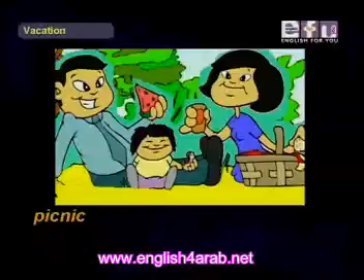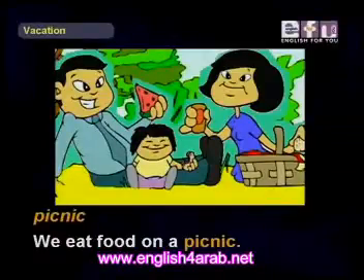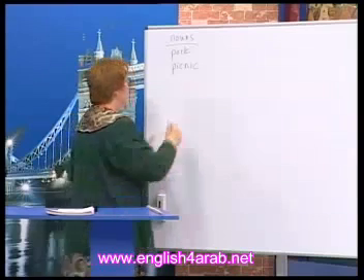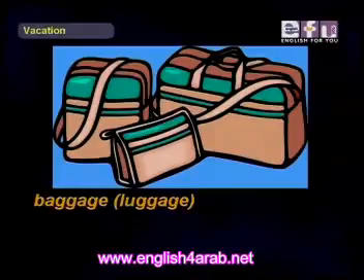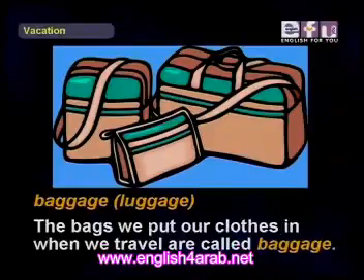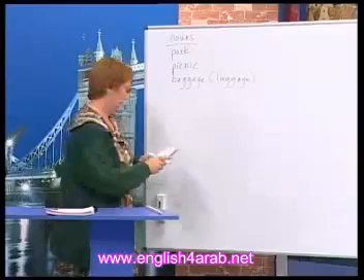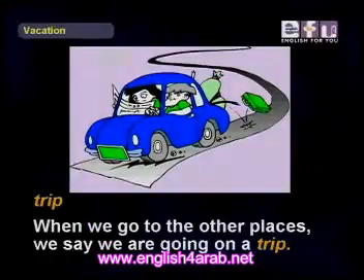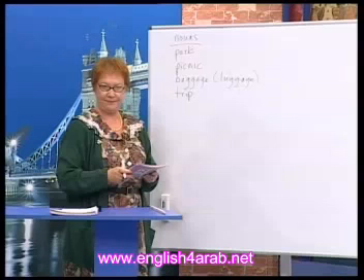The next one is picnic. We eat food on a picnic outside in a park, for example. The next one is baggage or luggage. The bags that we put our clothes in when we travel is called luggage or baggage. Okay, our bags. Trip is the next one. When we go to other places, we say we are going on a trip. Okay?